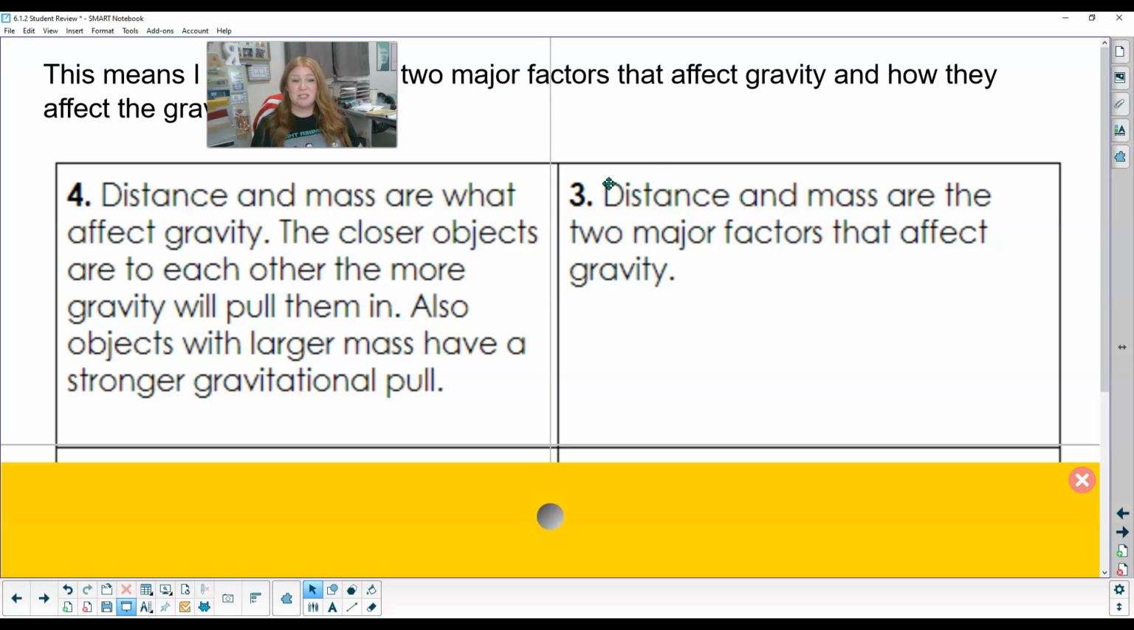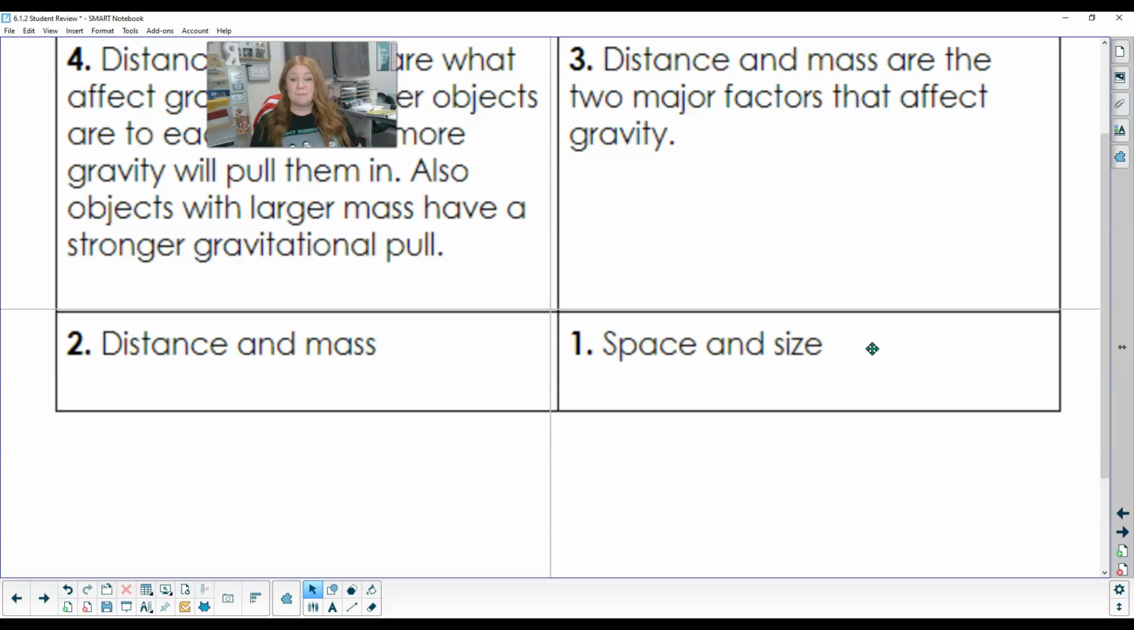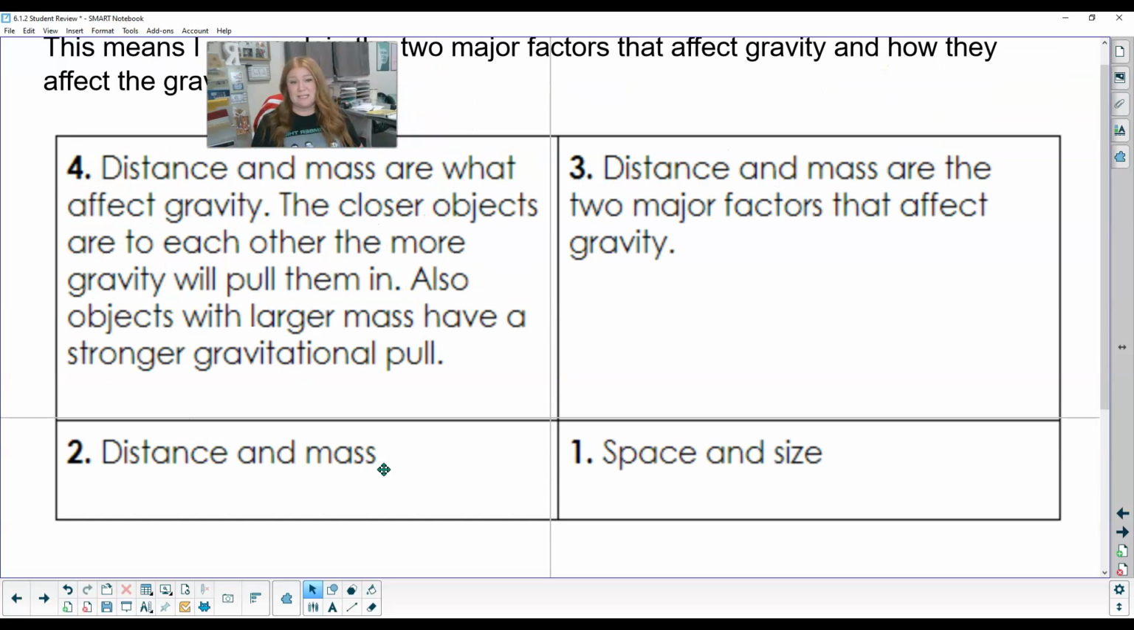So a 3 just says distance and mass are the two major factors that affect gravity. I stated them, but didn't say how they are affected. A 2 is just distance and mass. It's not in a complete sentence. I listed them, but not in a complete sentence. And a 1 is I didn't list correct answers.